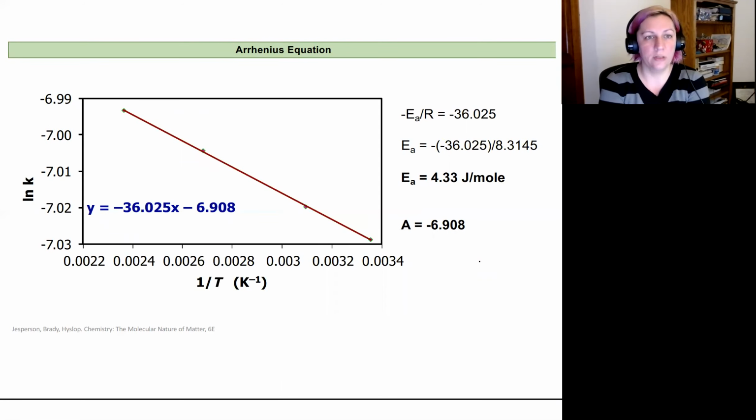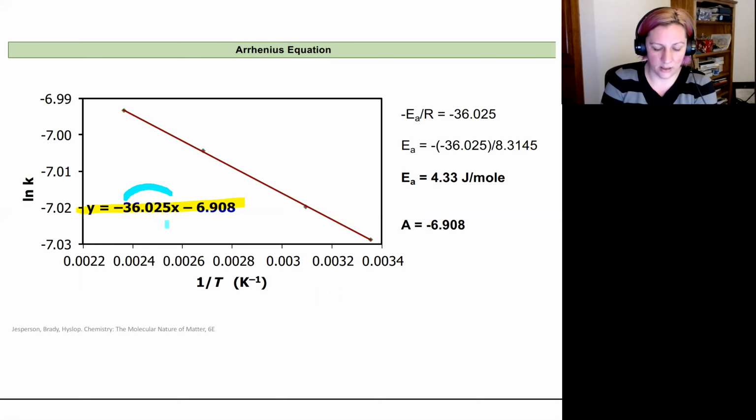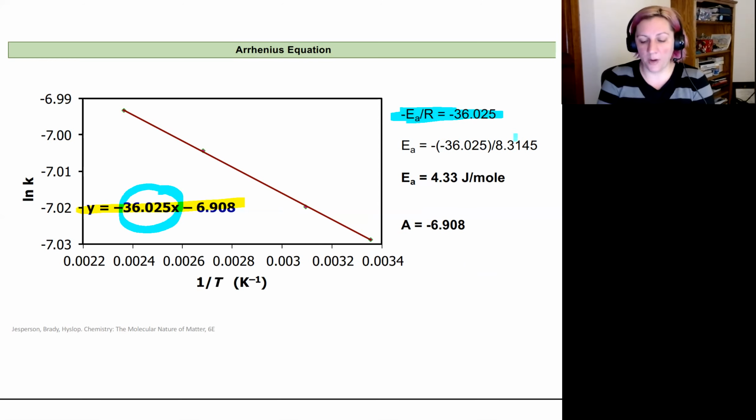And then you can fit a line to the data points and pull a trend line out of it, which was done right here. And then that gives us a slope right here that we can then set equal to that negative activation energy divided by R. Remember, R is going to be that 8.3145 joules per mole Kelvin. And so solving this equation right here, we get an activation energy that's equal to 4.33 joules per mole.